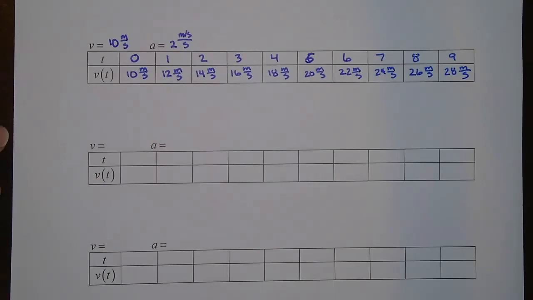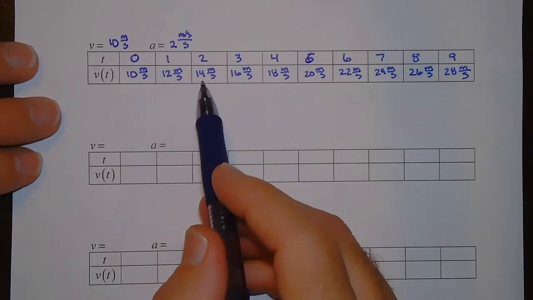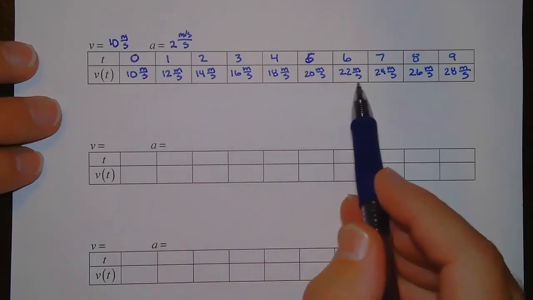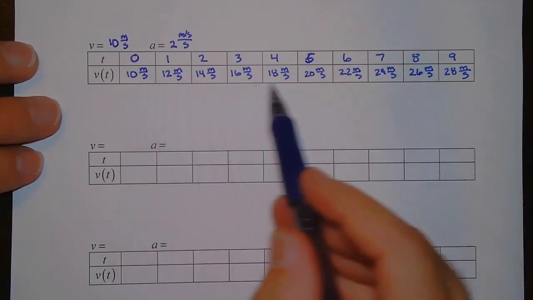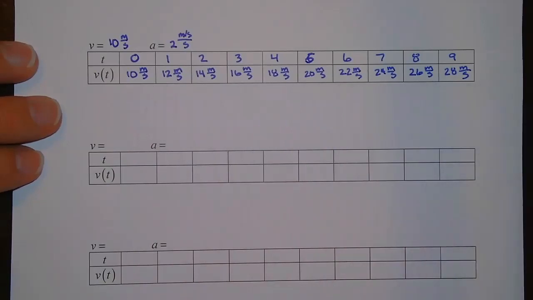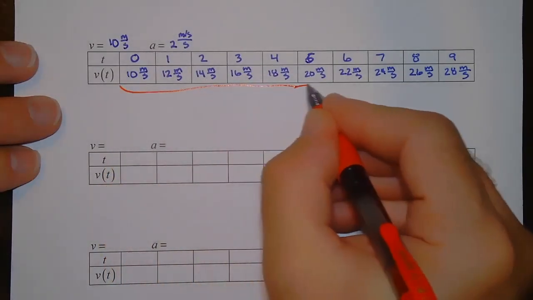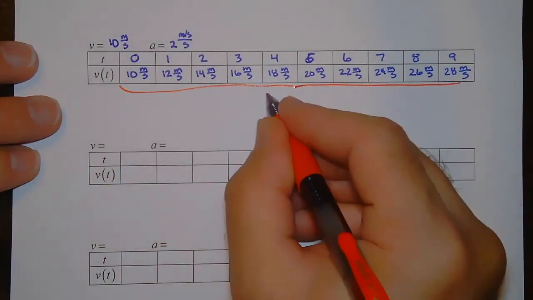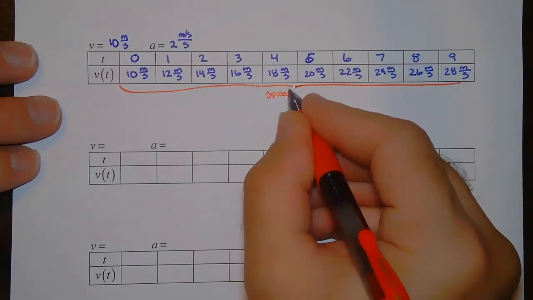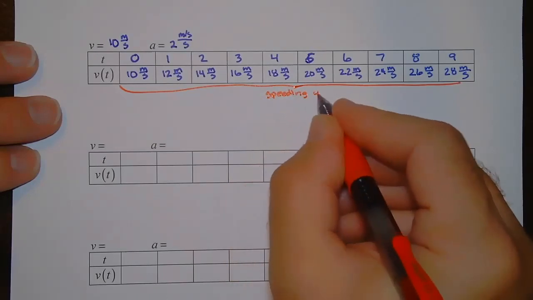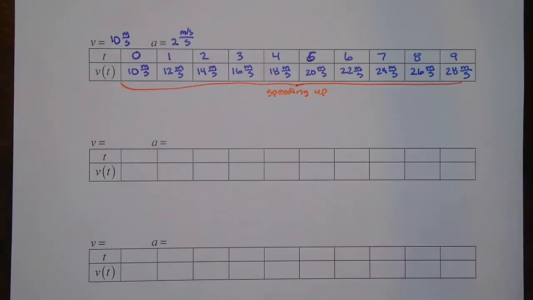All right, so if you look at this, we're going from 10 to 12 to 14 to 16, 18, 20. We're speeding up. The velocity is increasing, which is telling us that this is speeding up. And if I kept going with more and more time, we would just keep getting faster and faster. Okay, so what is it that shows us that it's slowing down?